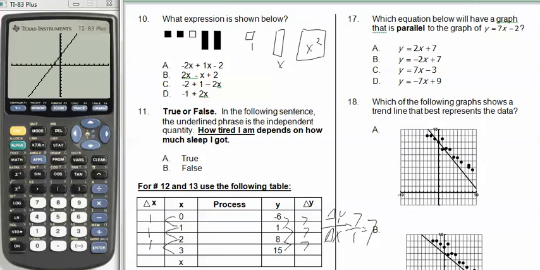So which equation below will have a graph that is parallel to the graph of y equals 7x minus 2? So remember, parallel has the same exact slope. So you're looking for the one down here that has the same exact slope. So slope is, again, what's in front of the x, right? So this is slope. So it's the same exact one as that.